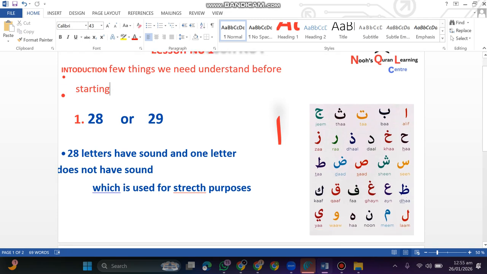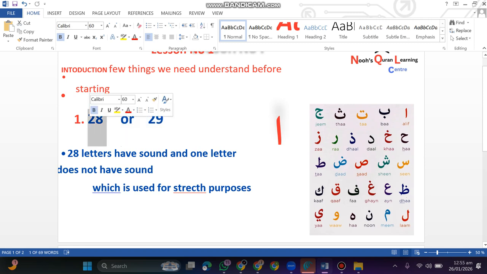If I ask you how many letters there are in the Arabic alphabet, if you say 28, you are right. If you say 29, you are right. Why 28 or 29? The reason is that in the Arabic alphabet there are 29 letters in total, and the letters that have sounds are only 28.